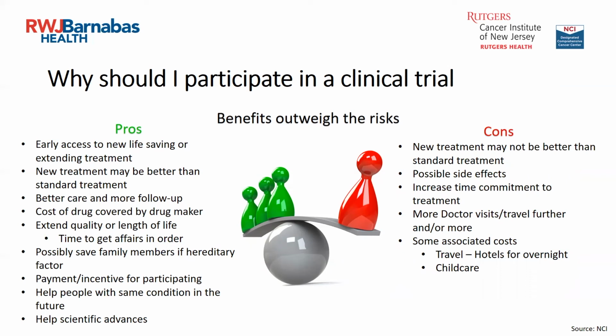Early access to new life saving or life extending treatment. The new treatment may be superior to the standard treatment. Like I mentioned before, people in clinical trials feel they get better care. For uninsured and underinsured participants, many drug makers cover the cost of the drugs being tested. For people that are terminal, their lives may be extended long enough to get their affairs in order. And if it's a hereditary illness, you may be helping others in your own family, like in the Grace study I talked about earlier.